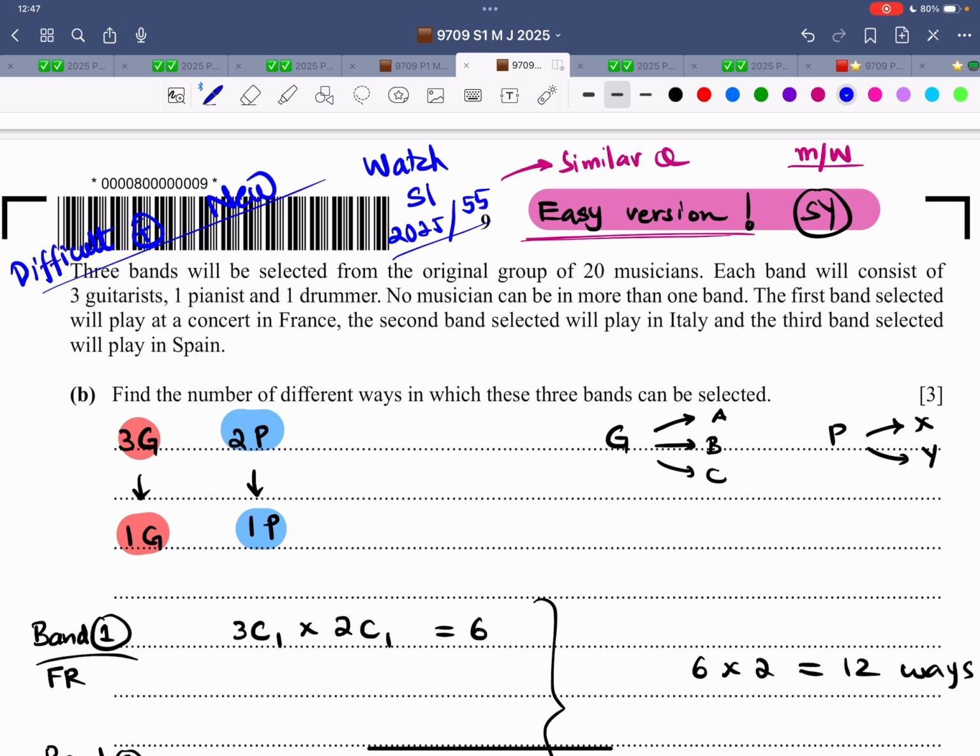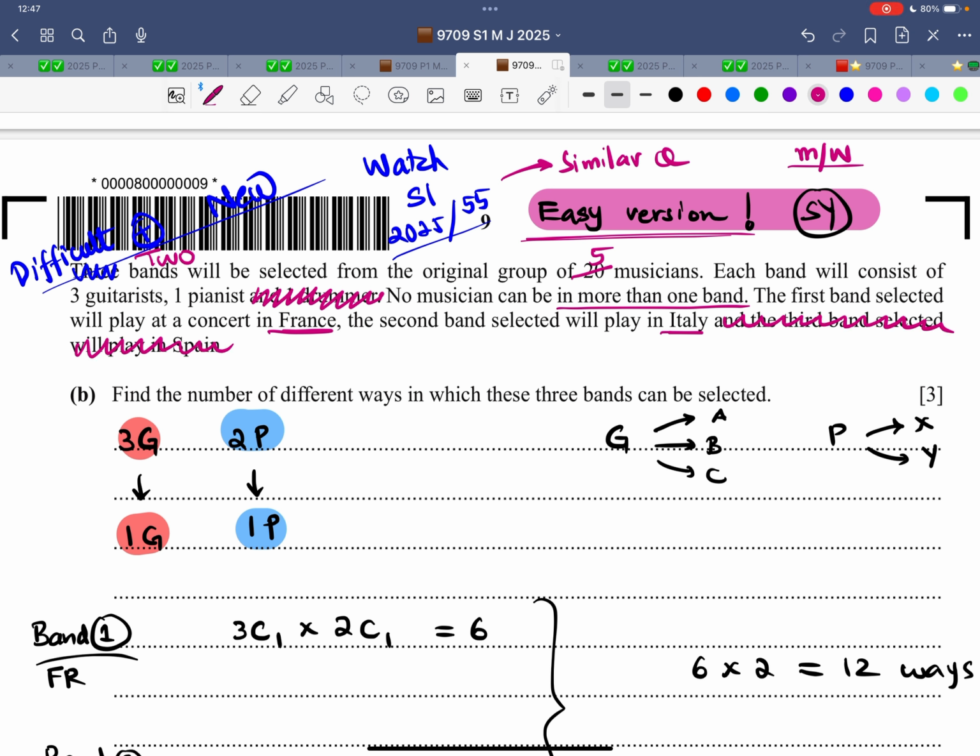So now it says 3 bands. Instead of 3 bands, let me write 2 bands. So 2 bands will be selected from the original group of let's say 5 musicians. Each band will consist of 3 guitarists and 1 pianist. There is no drummer. No musician can be in more than 1 band. The first band will play in France, second band will play in Italy, and there is no third band.